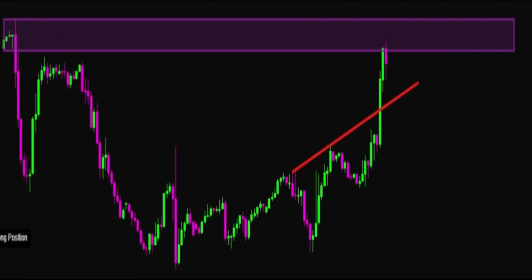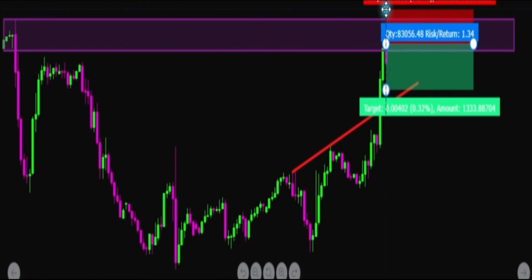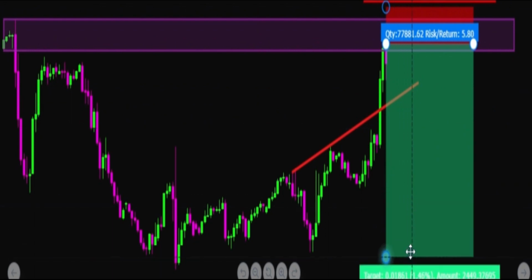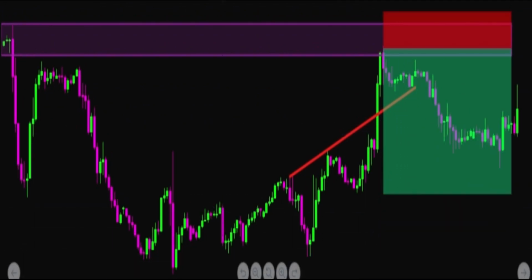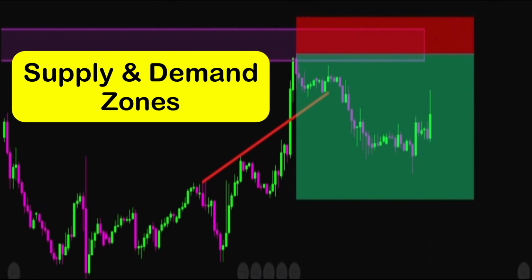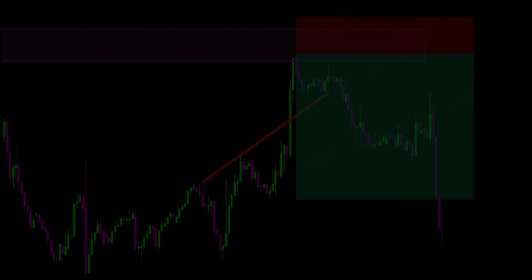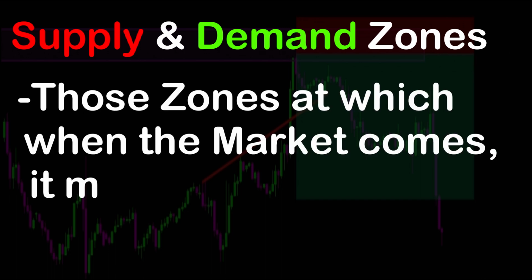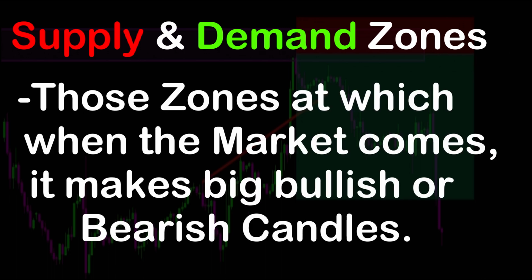So, as you can see here, this was a trap as the market went above towards the supply zone, which hits the stop loss of the retail traders and the small institutions. Now let us move on to the 3rd inducement zone type, which is supply and demand zones. So, the supply and demand zones are those zones at which, when the market comes, the market makes big bearish or bullish candles, as a lot of sellers and buyers have set their limit orders at this zone.